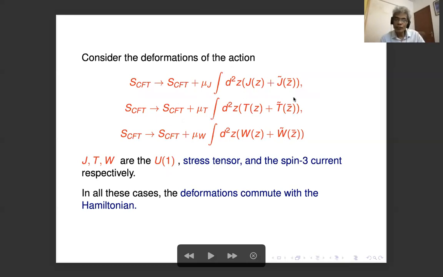So all these deformations with conserved currents, okay, J is a U1. If J is a U1, it means it's conserved, so it commutes with the Hamiltonian. The stress tensor, of course, commutes with the Hamiltonian. It's part of the Hamiltonian itself. And like higher spin currents, if it has a higher spin symmetry, it commutes with the Hamiltonian. So all these deformations, actually, we can calculate in this technique.